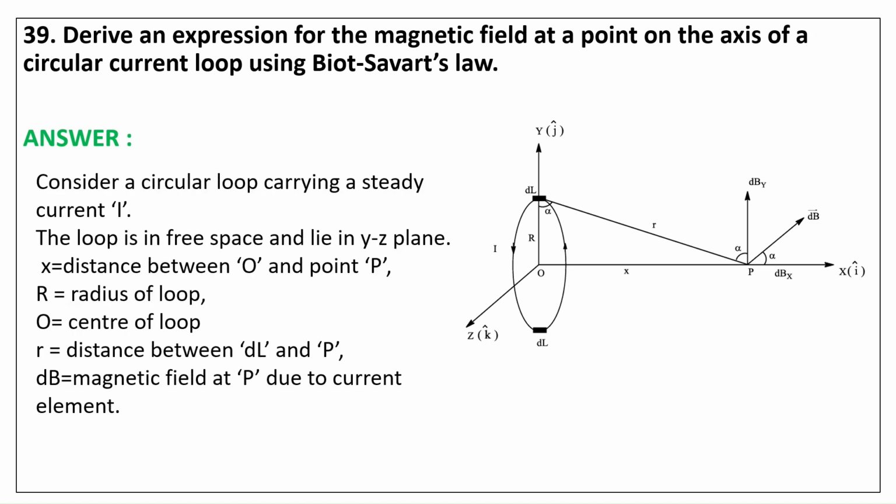Consider a circular coil of radius r carrying a current I, with the plane of the coil perpendicular to the paper. Let P be a point at a distance x from the center of the coil along the axis. R is the radius of the loop. O is the center of the loop. Small r is the distance between dl and P. dB is the magnetic field at P due to the current element.